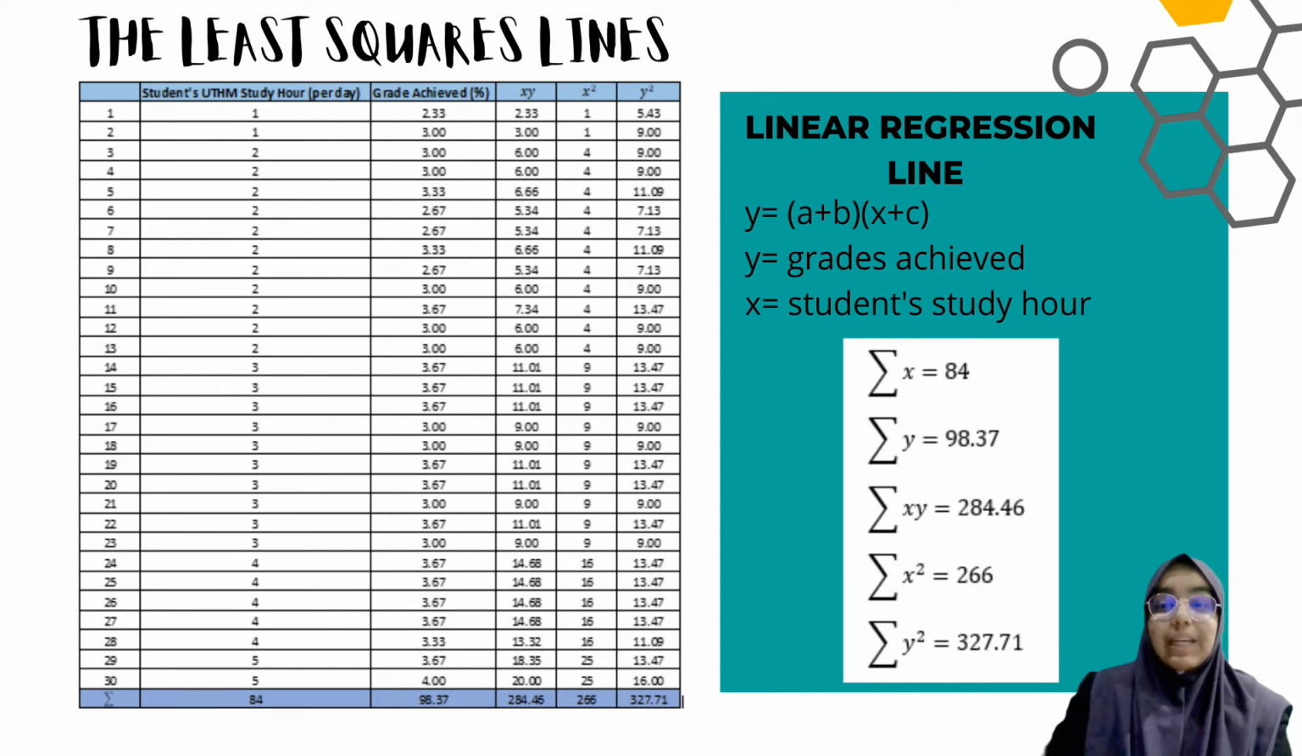Hi, Assalamualaikum. My name is Nurul Zahira binti Hussein. Here I am going to continue the next part, which is the linear regression line. Firstly, the total of UTHM student study hours per day is 84, which represents X, and the total of grade achieved is 98.37, which represents Y. The total of X multiplied by Y is 284.45, while the total of X square is 266 and Y square is 327.71.